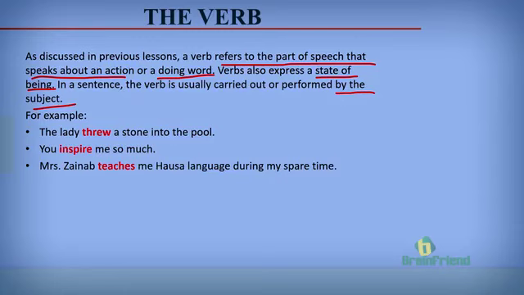Now let's look at these examples on the board. The lady threw a stone into the pool. The action word here is threw. This is the verb. You inspire me so much. Inspire is the verb of this sentence. Mrs. Zainab teaches me Hausa language during my spare time. Teaches is the action word, which is the verb. So these are verbs in English language.